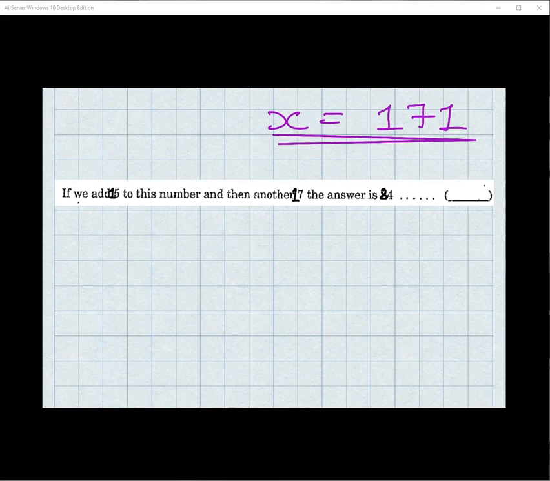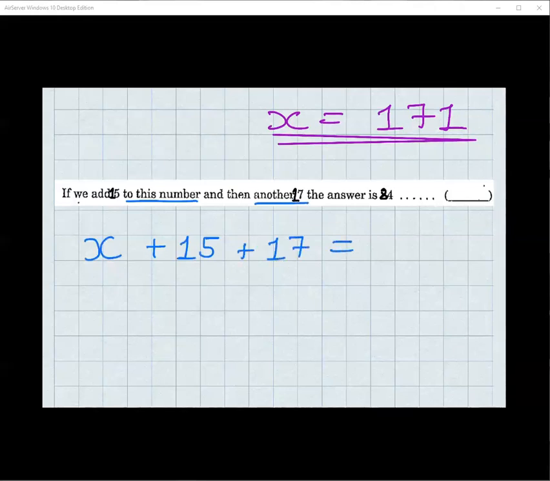So if we add 15 to this number, what should we call this number, Aisha? X. And then we have to add what to it? Add 15. And then add what to it? You have to add another 17. And then what's the answer? The answer is 84. Fantastic. Can we do a bit of tidying up before we do the identification? Yeah. Okay, what can we tidy up? What can we combine together?